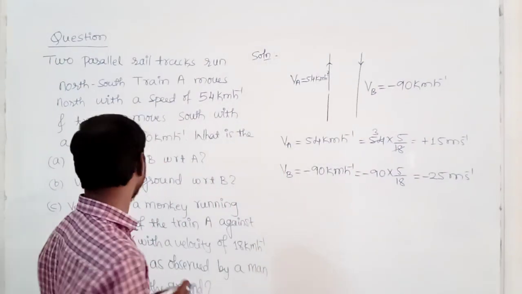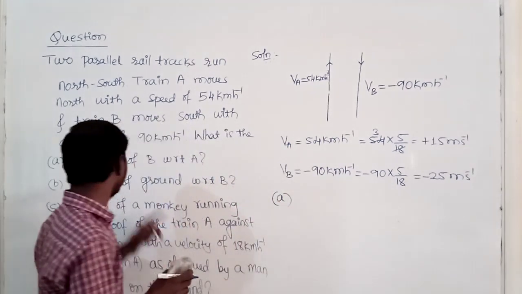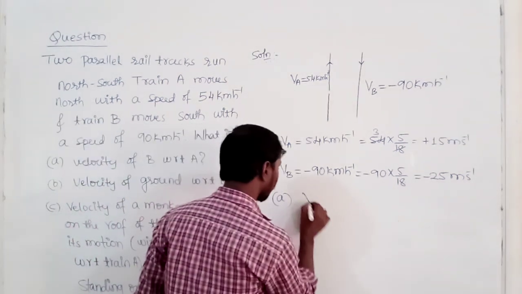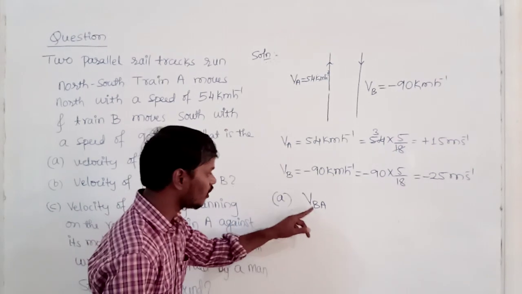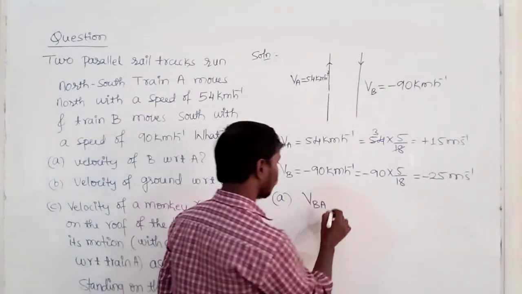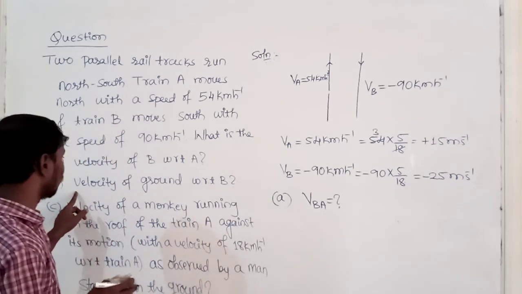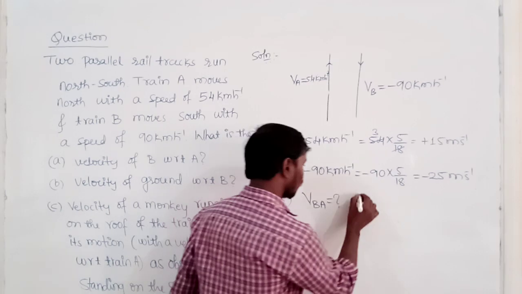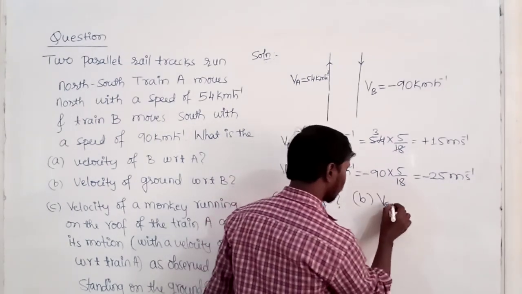Then what is our question? Question A: our aim is to find the velocity of train B with respect to A. Then next, second question B: velocity of the ground with respect to B. Velocity of the ground, I will take G, with respect to train B.